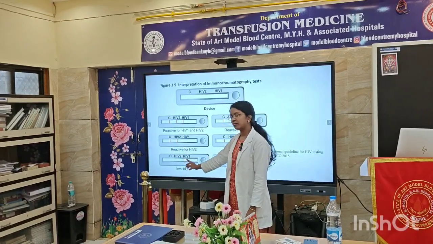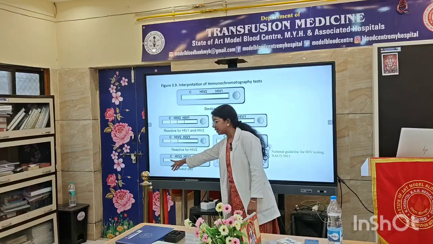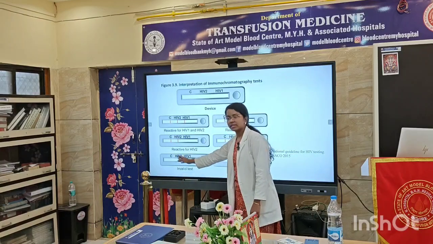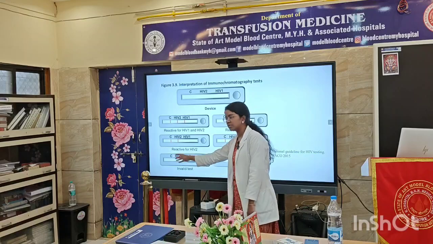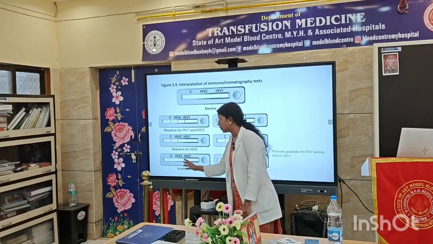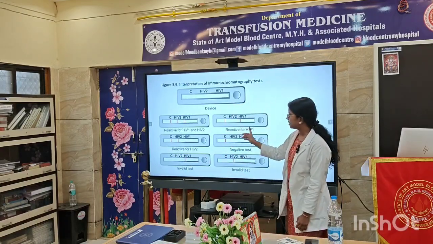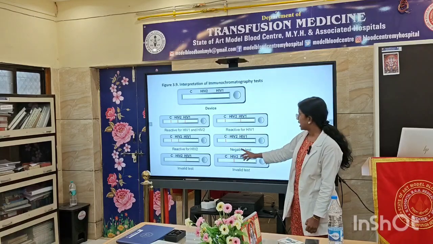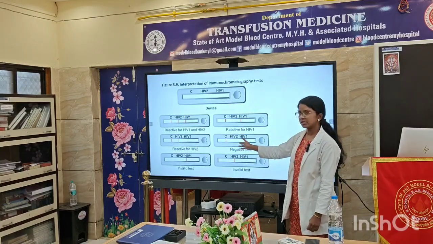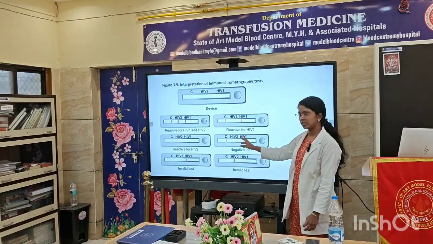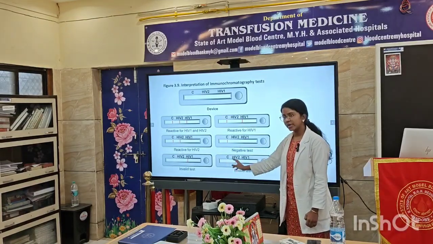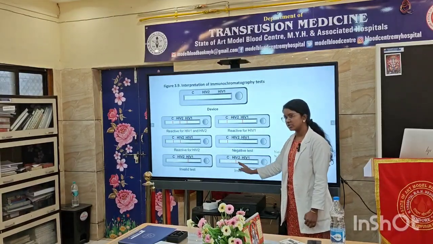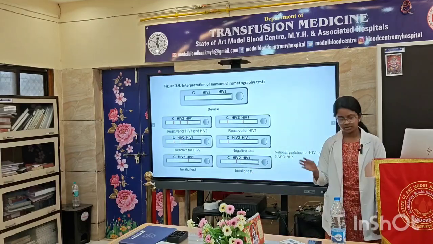Here we can see there is a line only in HIV1, but in the control there is no line, which means the test is not valid because the control is not giving a positive. So the test is not valid. Here again, this is positive for HIV1 and this is negative. Since there is no reaction for both HIV1 and 2, this is negative, and again there is no reaction in the control, so this is invalid again.